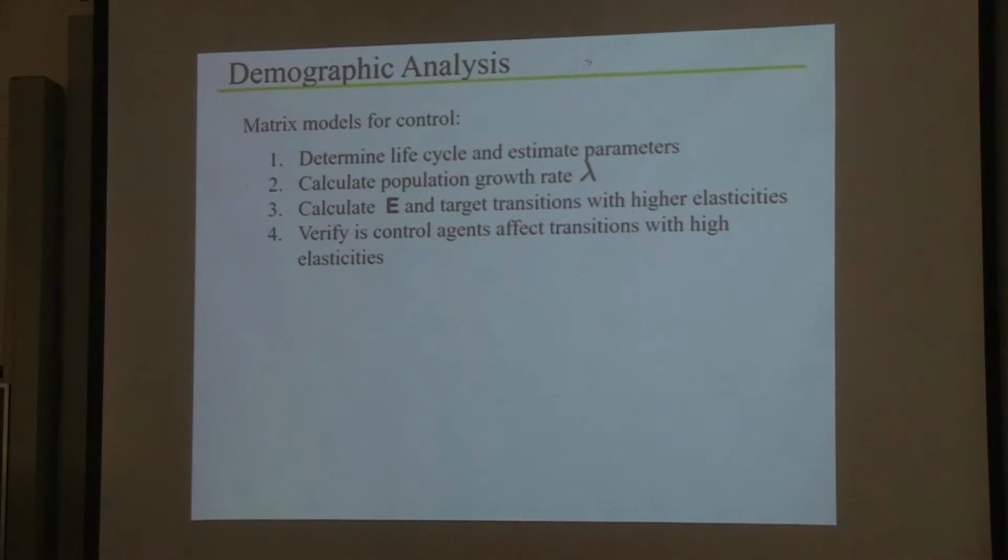Okay, so we've got a method we could use here for invasive species. Determine the life cycle, draw the graph, estimate parameters, get that population matrix A, calculate the population growth rate, evaluate these elasticities, and target transitions with higher elasticities. And then when we look for control agents, try to choose ones that are going to look for the Achilles heel, that one maybe transition to which a small change might cause a large downward change in the eigenvalue.